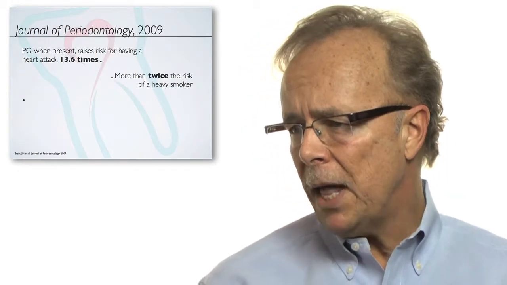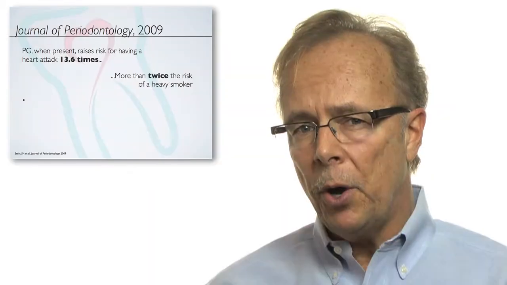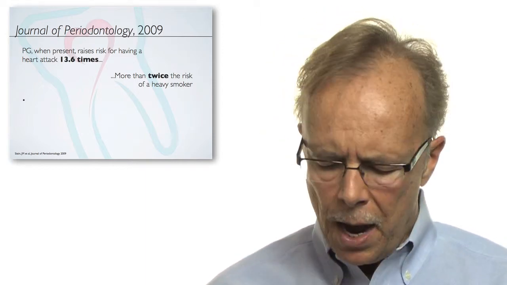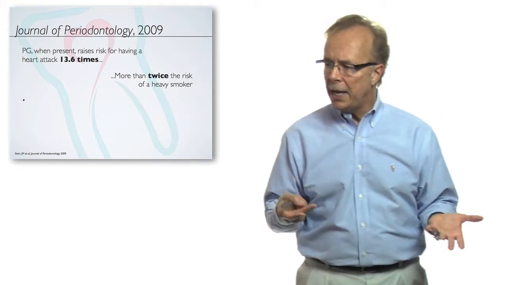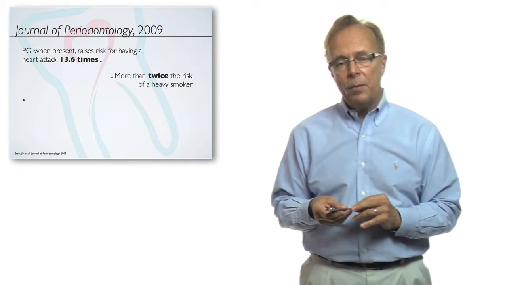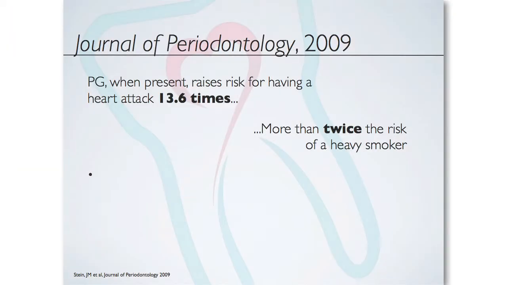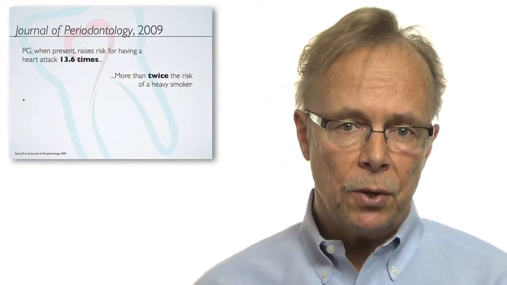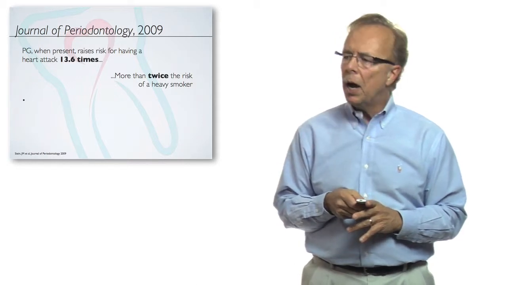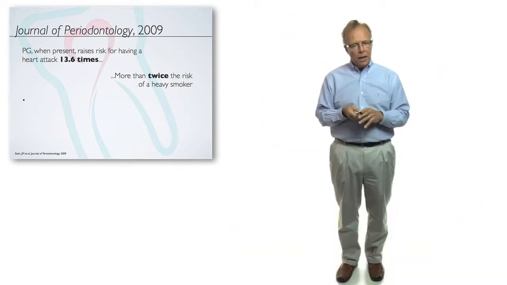So in the Journal of Periodontology in 2009, well, it was a huge eye-opener in my eyes, because PG, Porphyromonas gingivalis, that shows up in all kinds of research involved with cardiovascular disease, was shown to raise the risk of having a heart attack by over 13 times when present. To put this into perspective, we all know that being a heavy smoker puts you at risk for heart attacks and strokes. If you're a heavy smoker, you're just barely 7 times as high of risk. So this is more than twice as high of risk if you have PG than a heavy smoker.